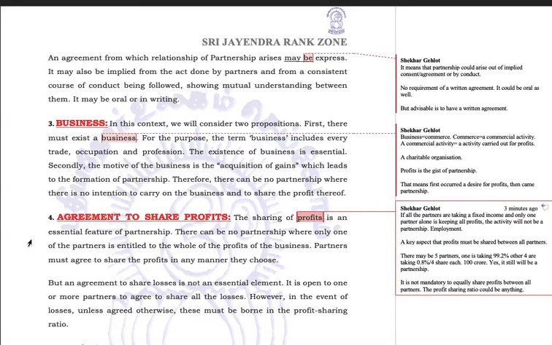The sharing of profits is an essential feature of partnership. There can be no partnership where only one of the partners is entitled to all of the profits of the business. Partners must agree to share the profits in any manner they choose. Any manner they choose, okay? If only one of the partners is entitled to the whole of the profits of the business, then it will become an employment, not a partnership. But an agreement to share losses is not an essential element.